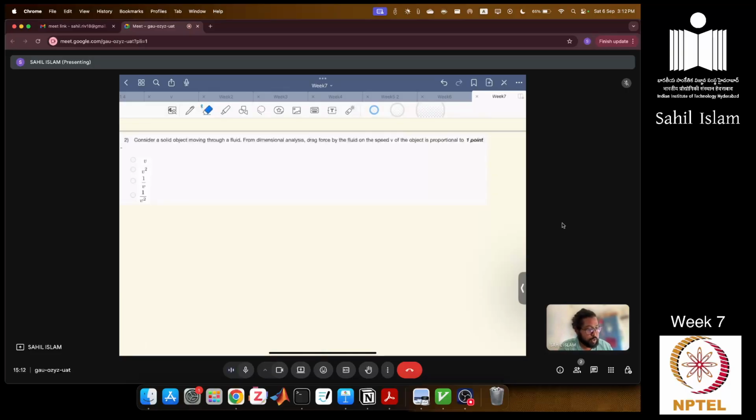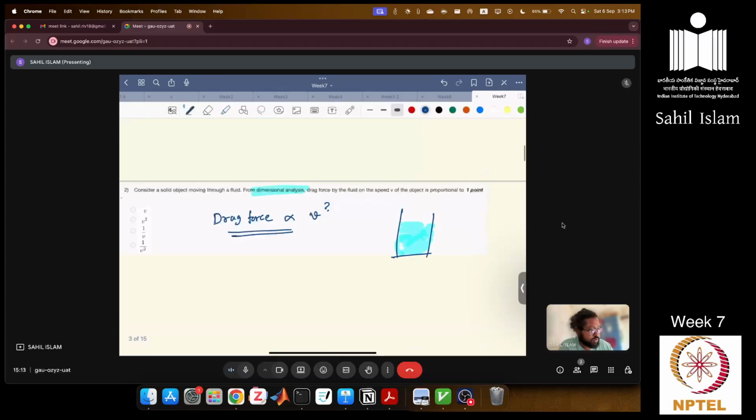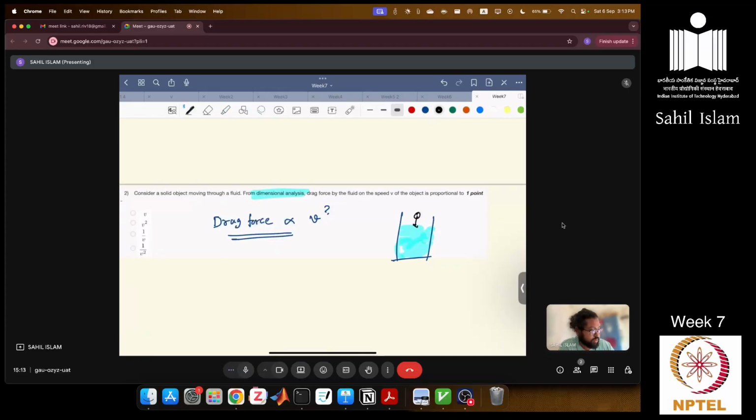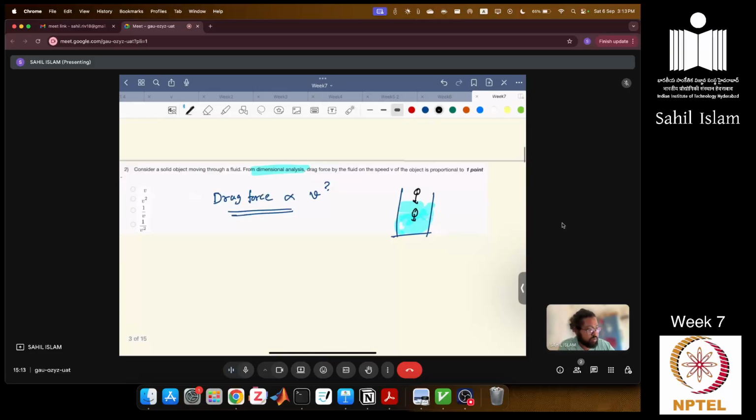Okay. So consider a solid object moving through a fluid. From dimensional analysis, we have to find how the drag force by the fluid depends on the speed v of the object: is it proportional to v squared, or 1 by v? So we have to calculate the drag force and its dependence on v. Let's say this is the fluid, and we have a solid object moving in it. Let's find out what the dependencies are.